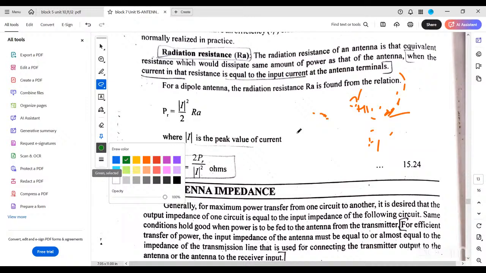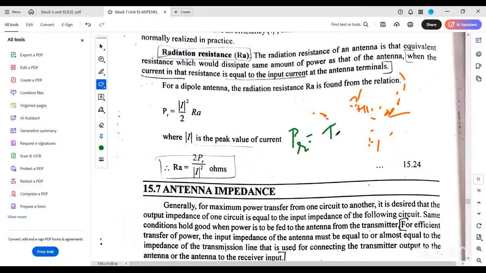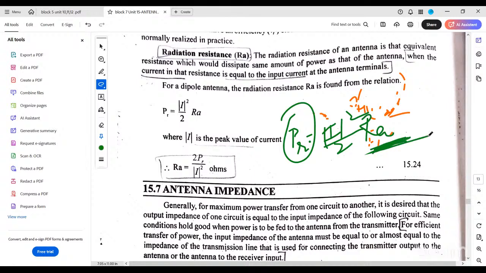Radiated power PR is equal to current I square by 2 times RA. So what is the definition of RA? For the two currents, I am writing I square: the input current and the current across the resistance. With the power radiated, it is equal to the radiation resistance. This is the definition. What is I here? I is the peak value of the current.